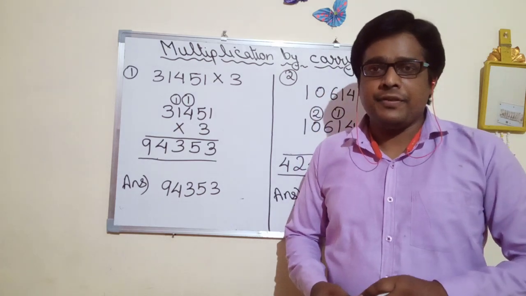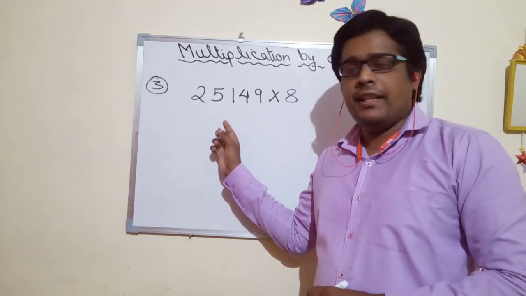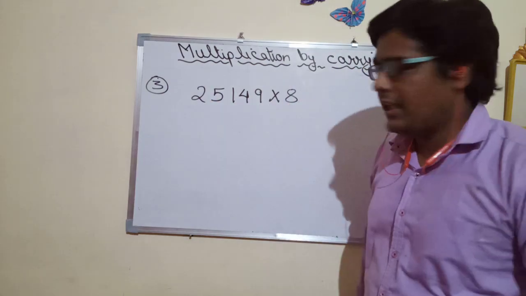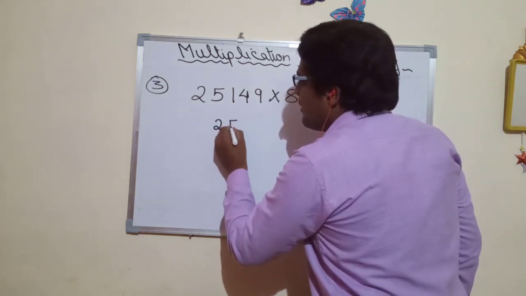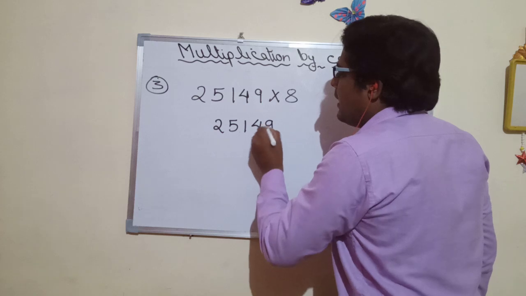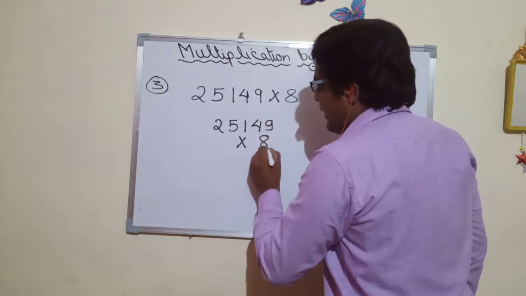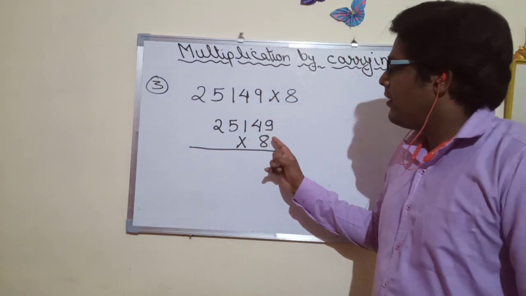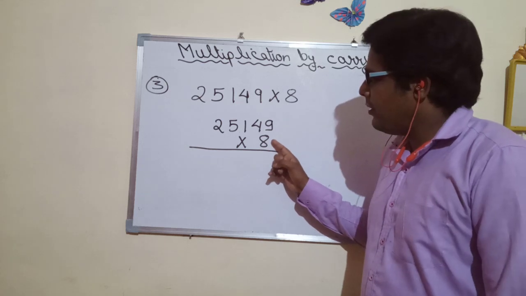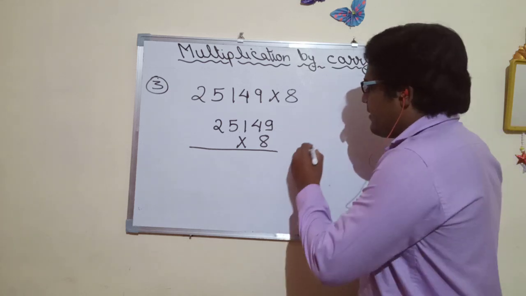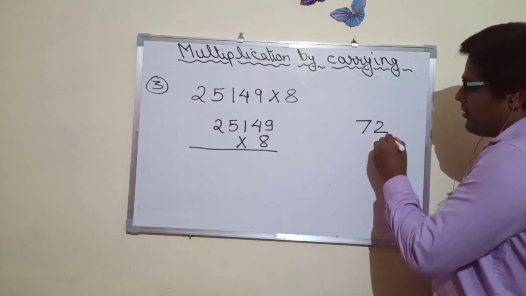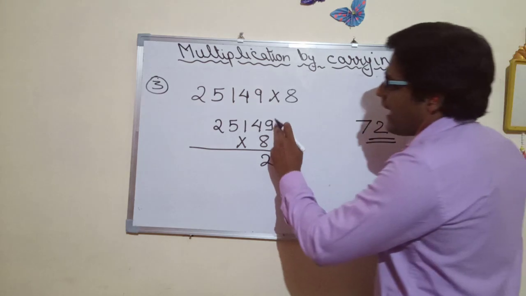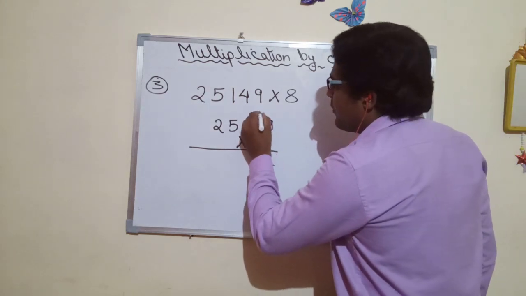Now we will do one more question. 25,149 multiplied by 8. Now understand this. First you will multiply 8 by 9. 8 nines are 72. So this 2 will be written over here, and the 7 in tens place will be carried over the next number, that is 4. So here you will carry 7.